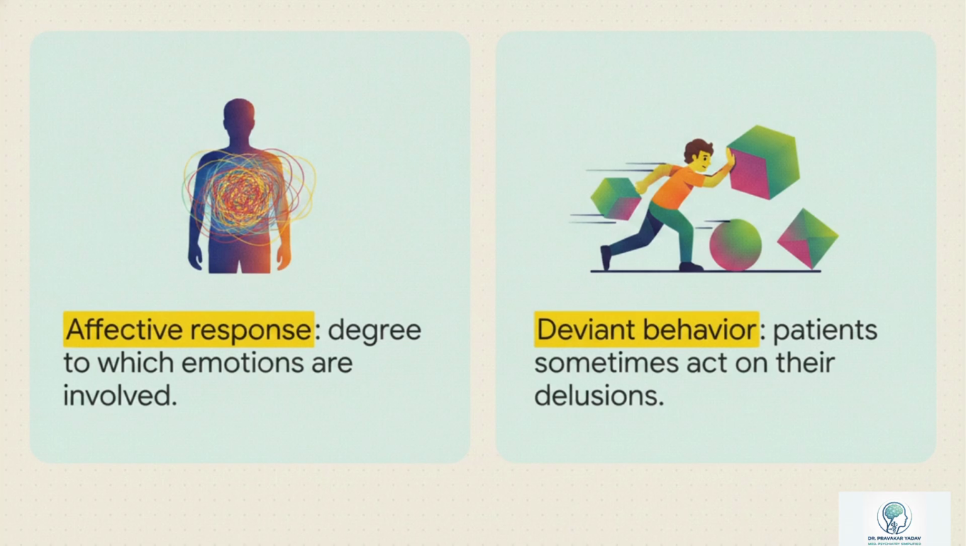The second dimension is deviant behavior. This measures the extent to which a patient actually acts on their delusions. Now, not all patients act on their beliefs, but when they do, understanding the content of the delusion gives clinicians incredible predictive power for potential behavior.